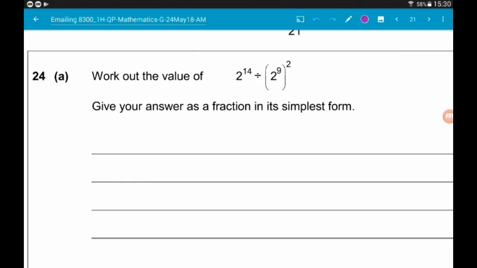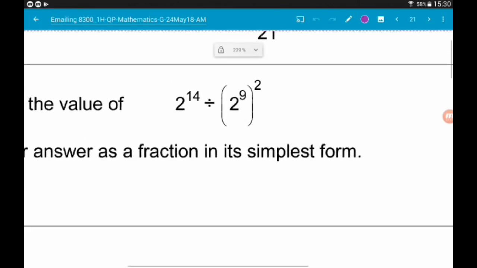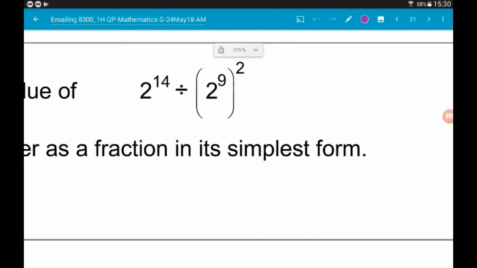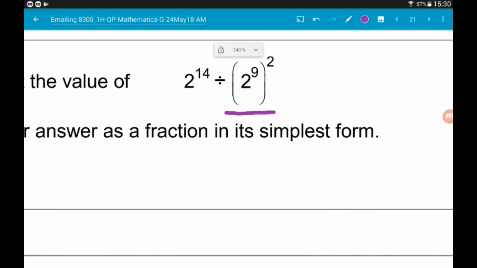24a wants us to work out the value of 2 to the 14 divided by 2 to the 9 squared. And we want to give our answer as a fraction in its simplest form. Okay, so first thing we need to take care of is the bracket. So when you have powers separated by a bracket, they multiply together. So this is going to be 2 to the 14 divided by 2 to the 18.